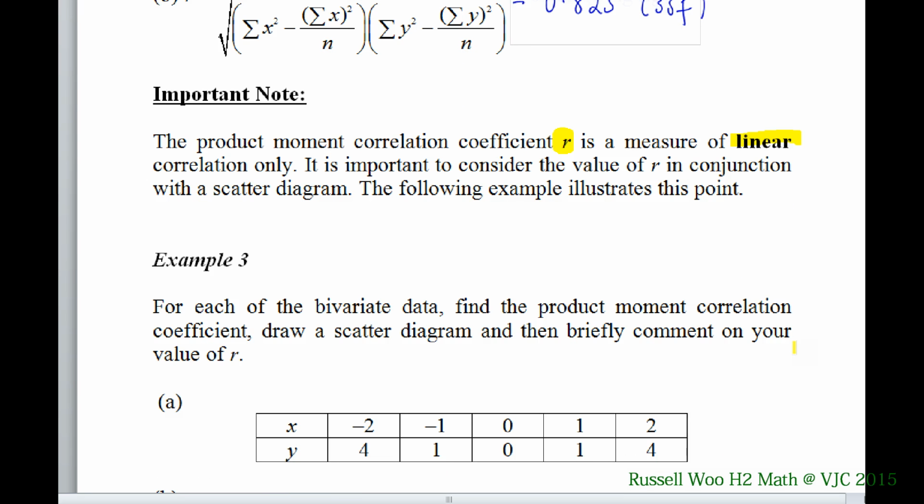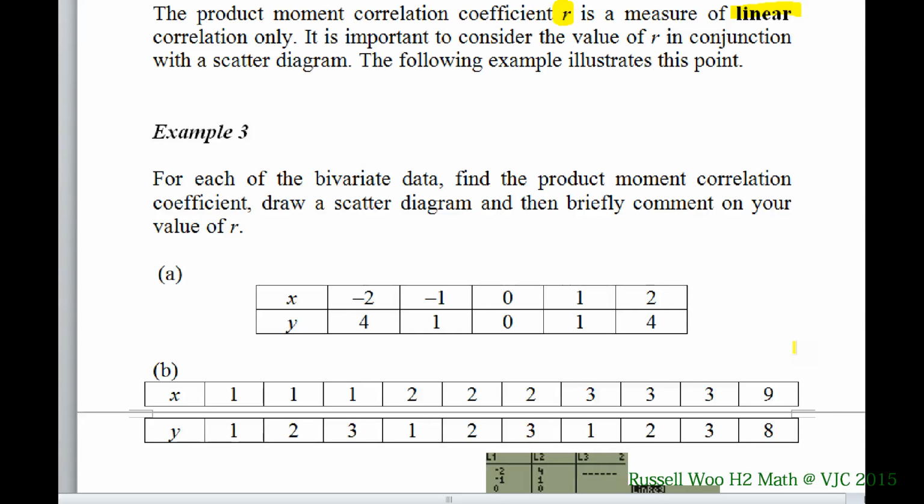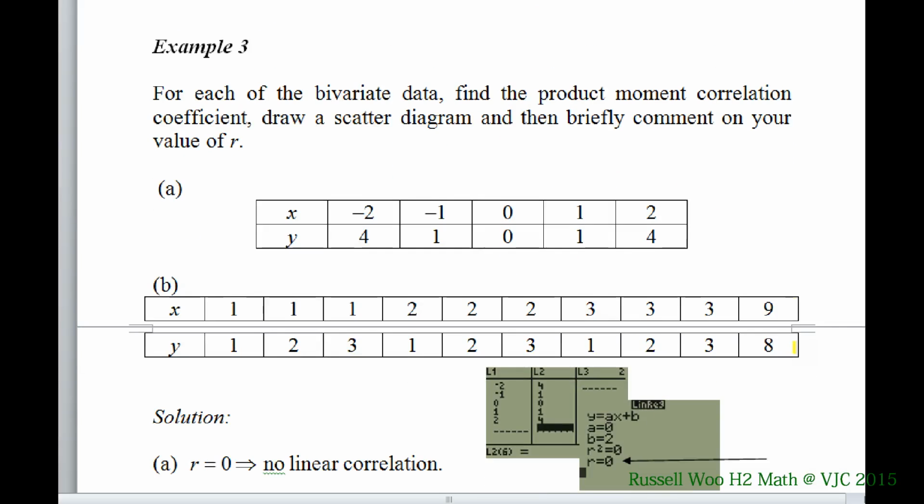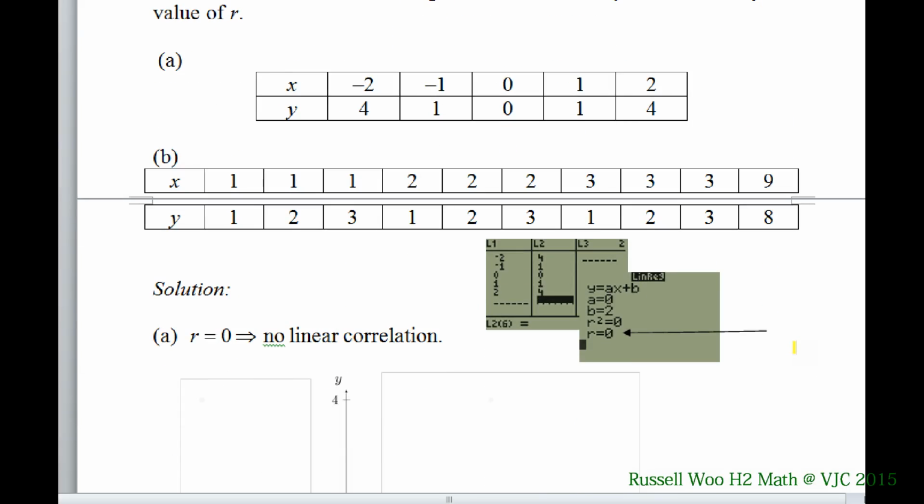Especially 3.5b. Never mind, let's do example 3. For each of the bivariate data, find the product moment correlation coefficient, draw a scatter diagram, and then briefly comment on your value of R. Wow, so many things. Never mind, we'll do it. Okay, we cut the story short. We can easily do this, and then you realize that R is 0.